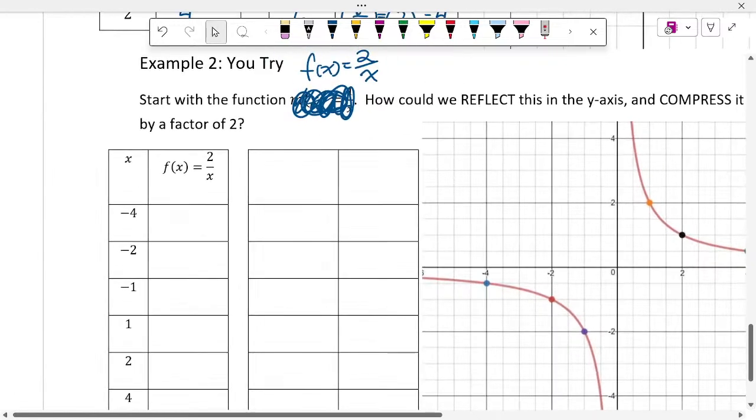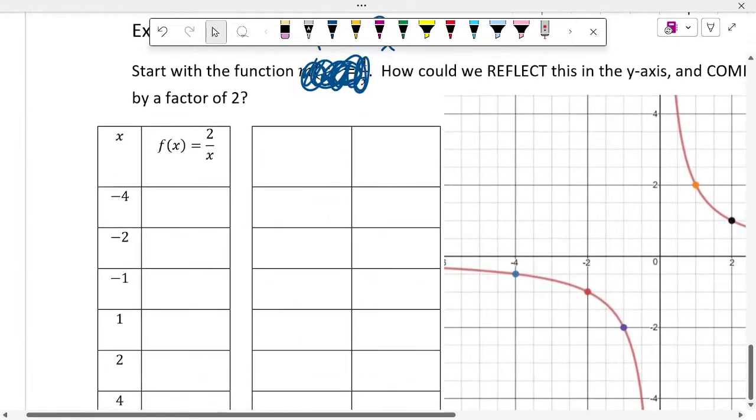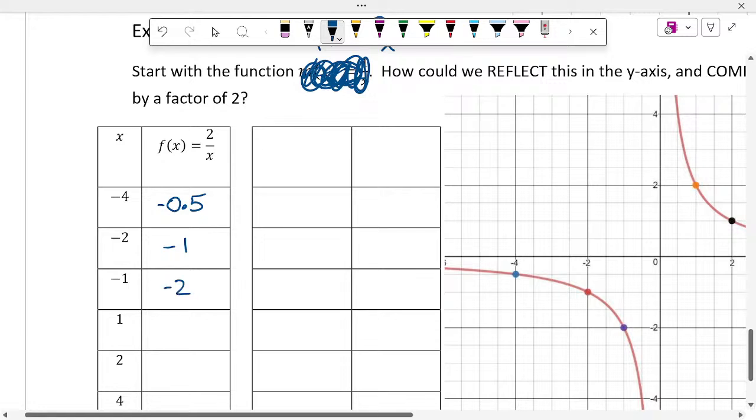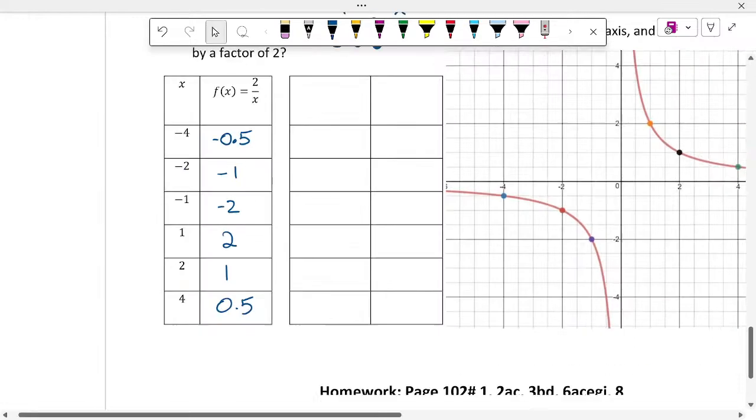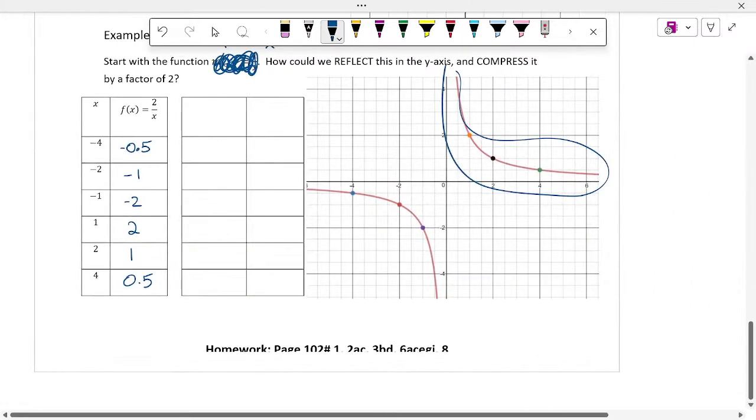This isn't 1 over x. It's 2 over x. Let's try this again. What's 2 over -4? Negative 0.5. What's 2 over -2? -1. What's 2 over -1? -2. What's 2 over 1? What's 2 over 2? What's 2 over 4? 0.5. There we go. Hey, that's the graph we have here.